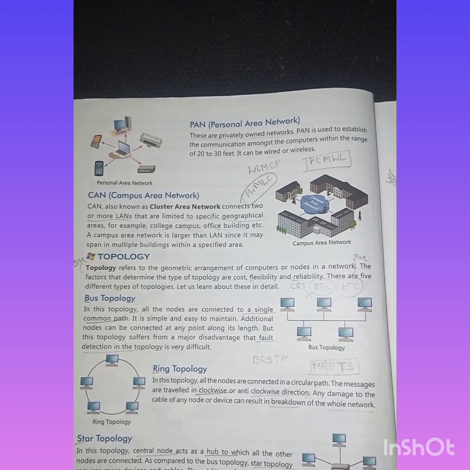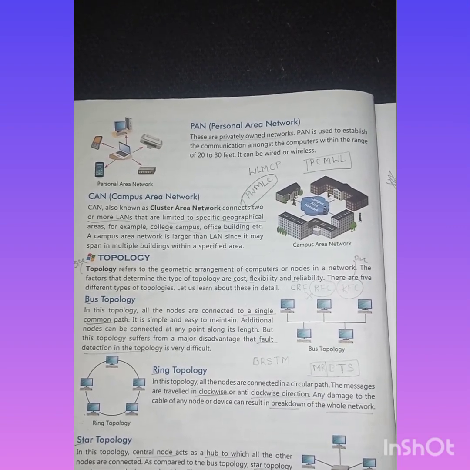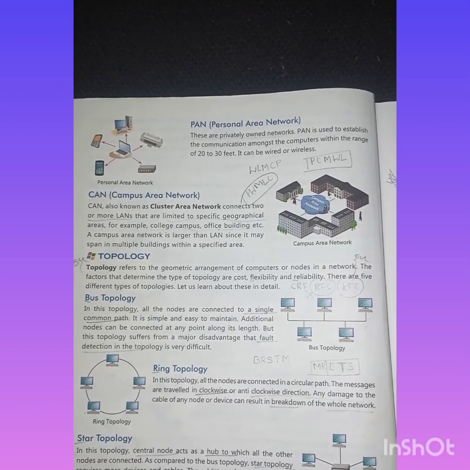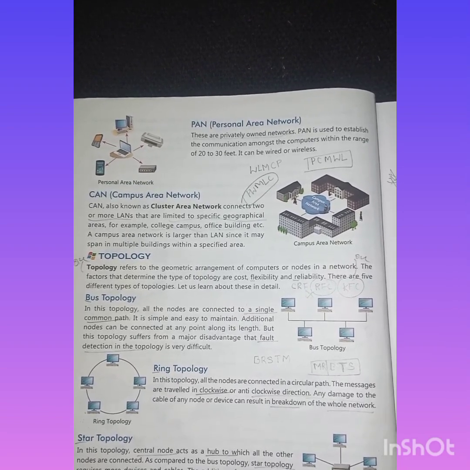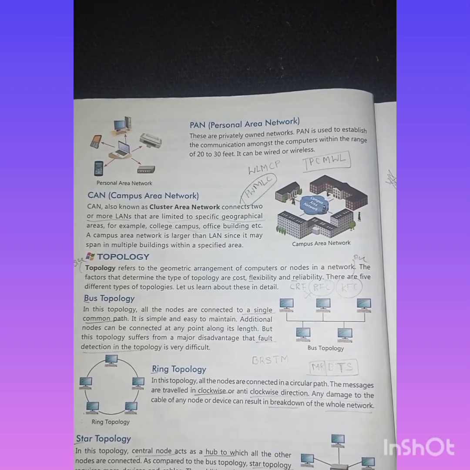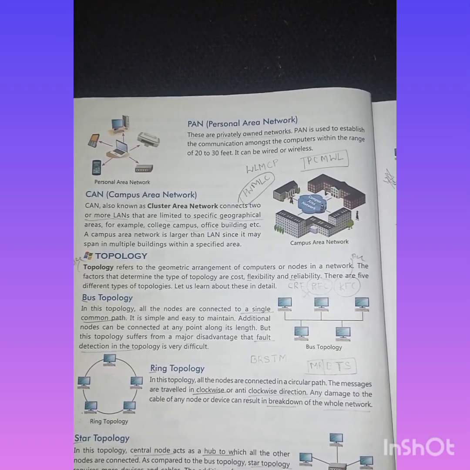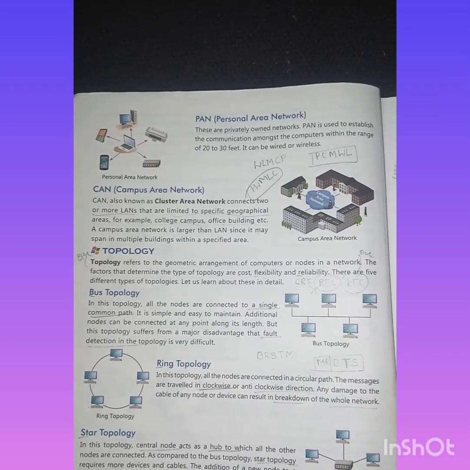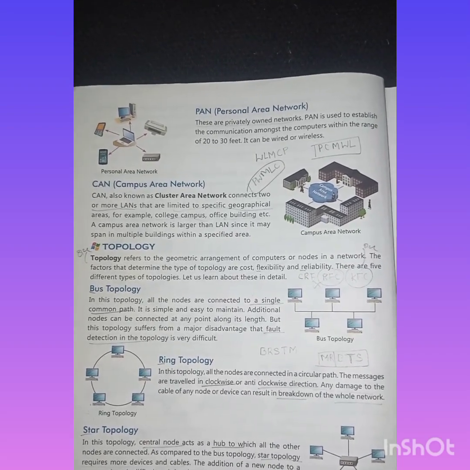There are 5 different types of topology. You can make a note of this. CFR, CFR or else RFC. Remember KFC? Instead of K, you can make that RFC. R for reliability, F for flexibility, C for cost.